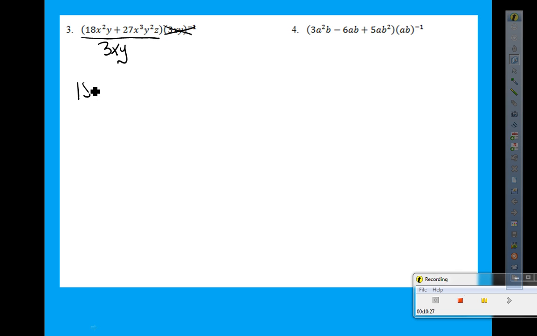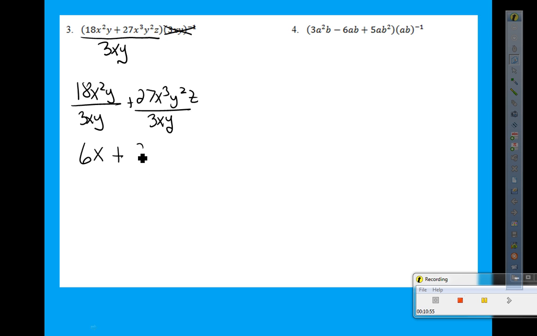Now when I do this, I've got 18x squared y over 3xy. And I've got 27x cubed y squared z over 3xy. Now let's simplify. 18 divided by 3 is 6. X squared over x is x. The y's cancel out. Now let me move to the next term. 27 over 3 is 9. X cubed over x is x squared. Y squared over y is y. Z.